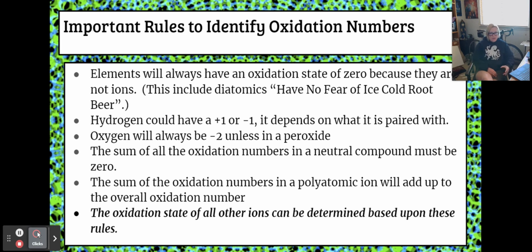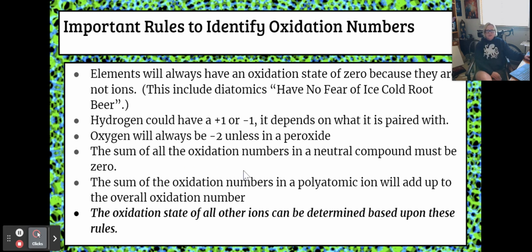Hydrogen could have a charge of +1 or -1, even though it's in group 1A, but it depends on what it's paired with. And I'm going to show you an example of that a little bit later on. Oxygen will always be a -2 oxidation state unless it's in a peroxide, like hydrogen peroxide. When you are trying to find the oxidation numbers of individual elements in a compound, know that neutral compounds will have a total sum of oxidation numbers of 0. And I'll show you an example of that in a moment.